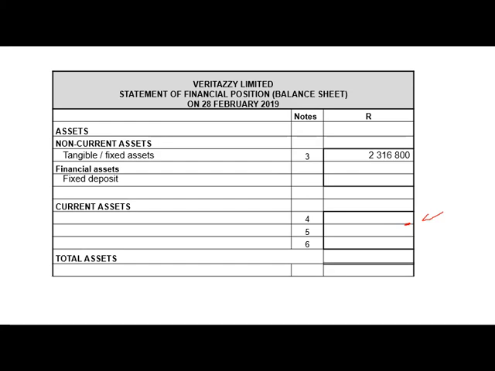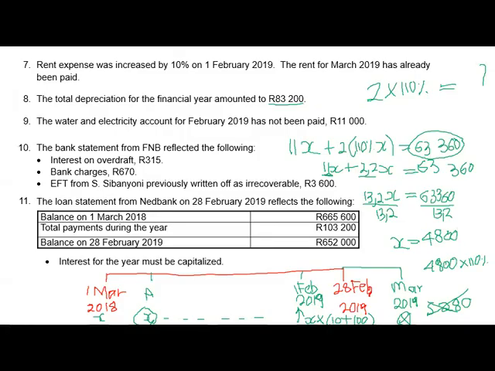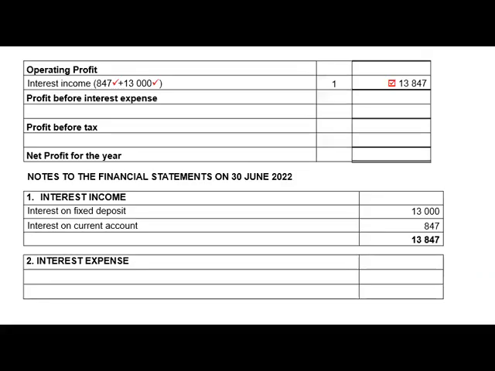When I move on, where do I go? Now it takes me to the bank statement. All of this was reflected in the bank statement. We've got 315, which is interest on overdraft. I will stop right there. That will increase my interest expense. All right, so I will record it in note number 2 as interest on overdraft. I don't know what else to add to it.